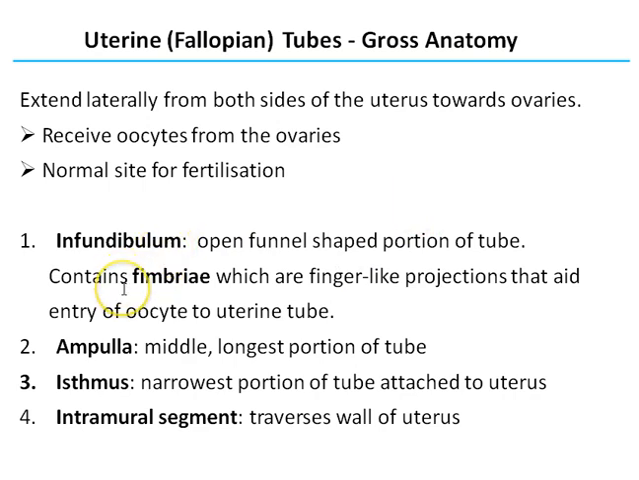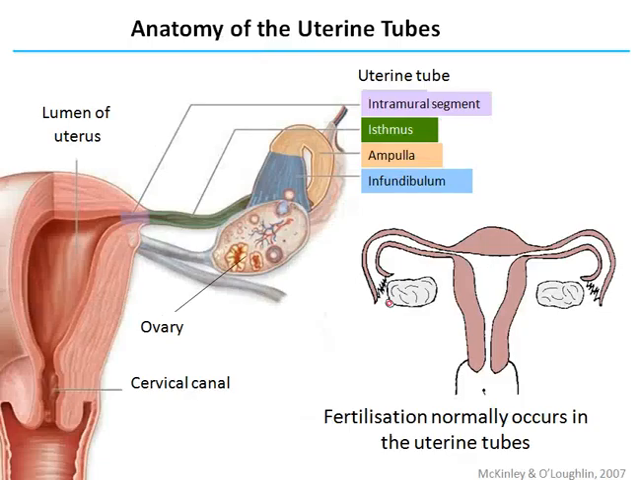this closely, you'll notice these little finger-like projections called fimbriae that help aid the entry of the oocyte into the uterine tube. The other structures of the uterine tubes include the ampulla, the longest portion of the tube, that connects with the infundibulum. The isthmus is the narrowest portion of the tube, which attaches directly to the uterus, and then the portion of the tube that actually goes through the uterus is called the intramural segment.